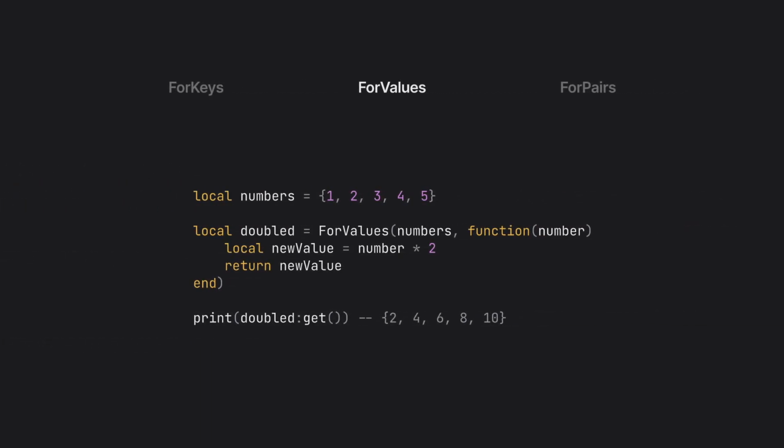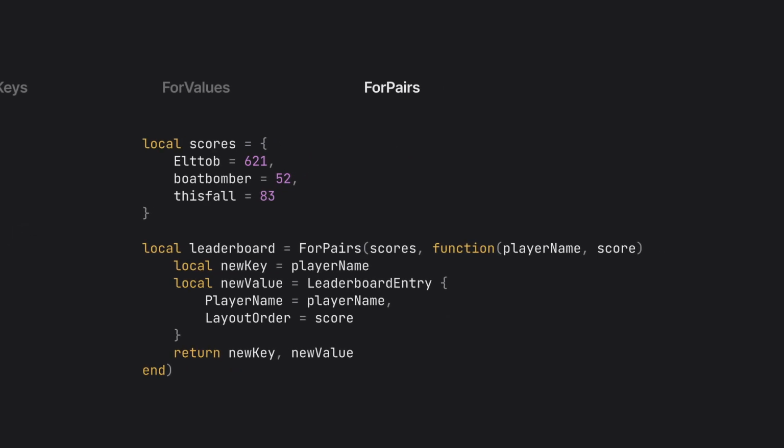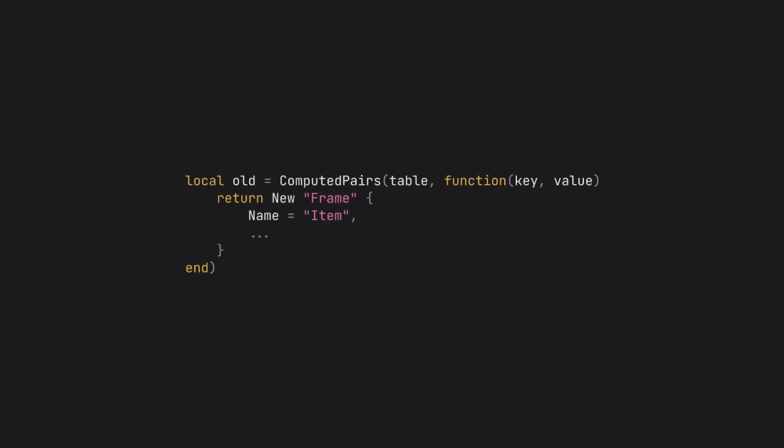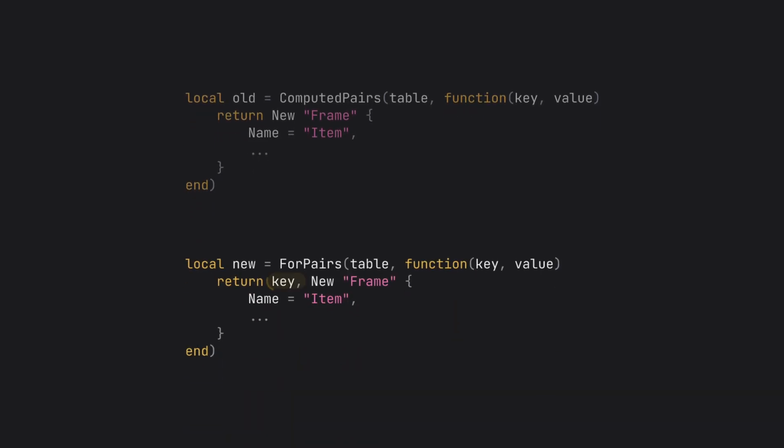Inversely, the second object allows you to read and modify the values of a table while ignoring the keys. This is most useful when working with arrays where you don't care about the position of individual items. Finally, the third object allows you to read and modify both the key and the value at the same time. You can use this when you need information about both the key and the value, or when you want to reorder items in an array. You can trivially update existing code using computed pairs to new code using ForPairs. Just remember to also return the key in the new code. For best performance though, consider using ForKeys and ForValues where possible, because these can be optimized more efficiently.